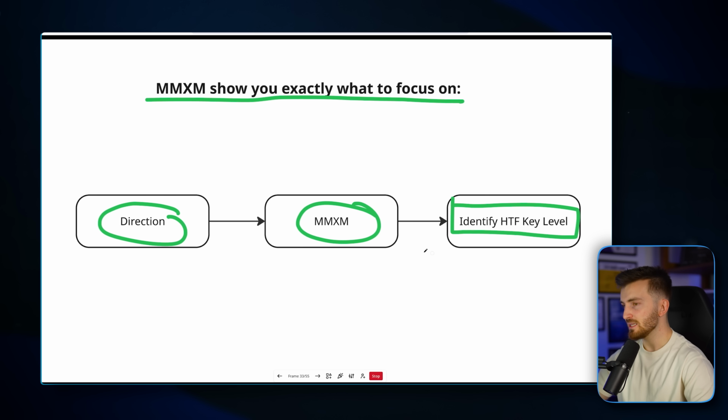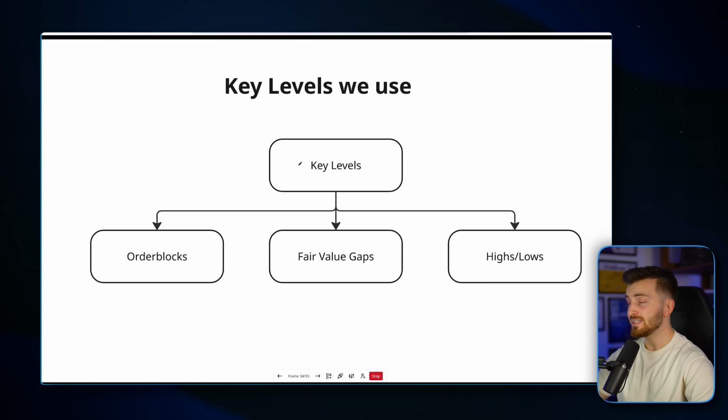So what we're going to focus on is going to be direction, market maker models, and identifying higher time frame key levels. So this is going to be step 1, this is going to be step 2, and entry model will be step 3. And the key levels that we use in identifying market maker models are the same as we use for identifying daily bias. So we have order blocks, fair value gaps, highs, and lows.